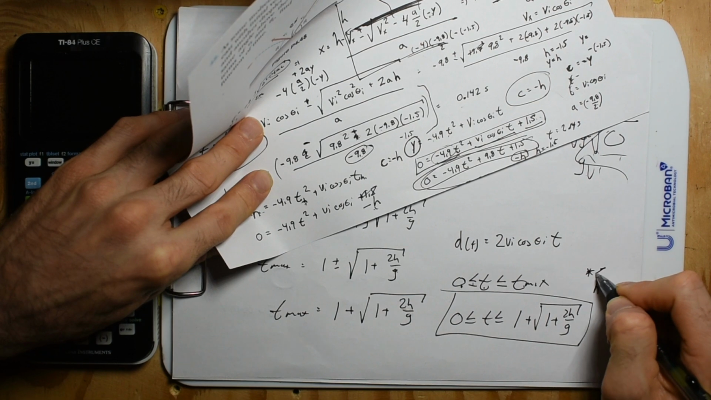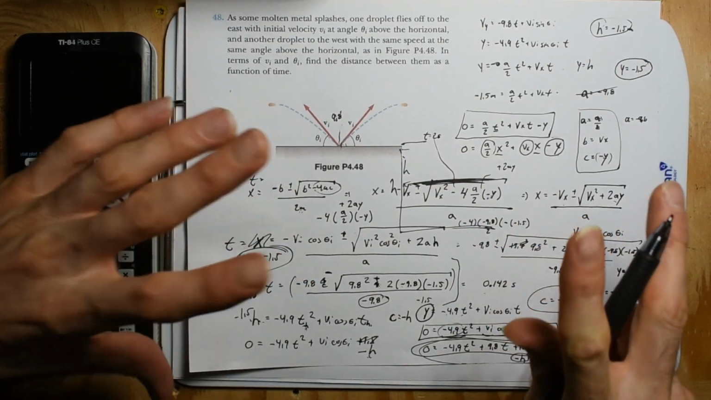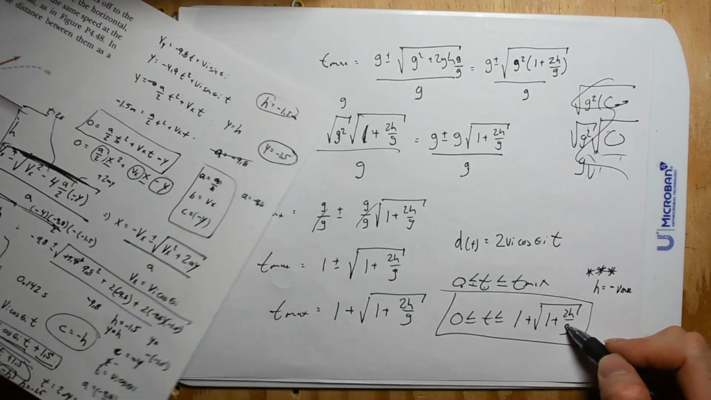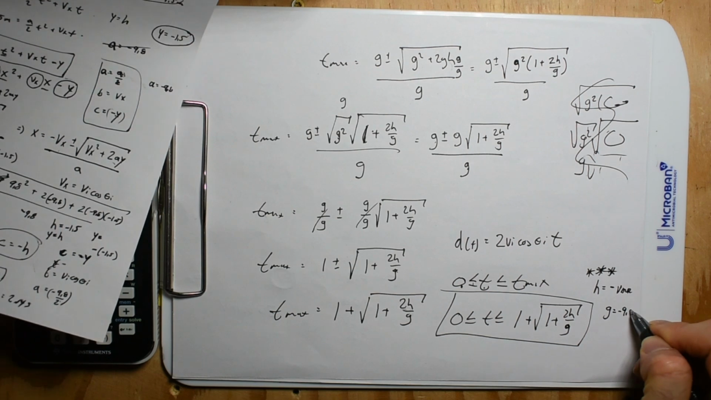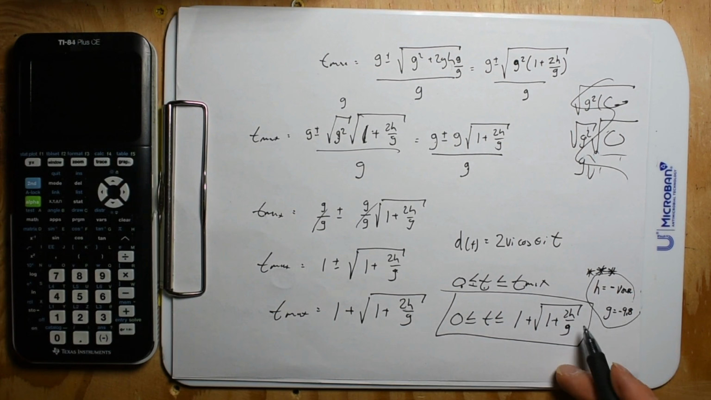I would just put an asterisk there. In the setup, here's your origin, so h is a negative value. It's not the absolute value of h. And then g is negative 9.8. So those are the only two things that you would need to know.